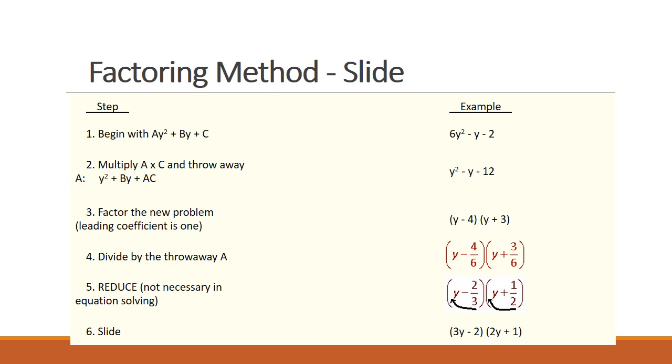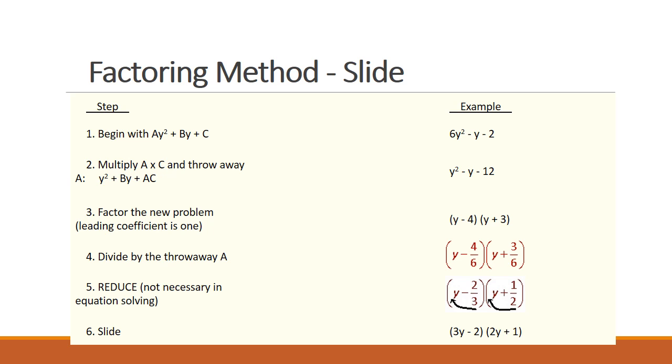Now a second method is the slide method. And so this is going to explain how to do that. We begin with ay squared plus by plus c. Now you may wonder, why are we using y? Because the resource I used to get this used y. Replace it with x if it makes you happier. The method stays the same.